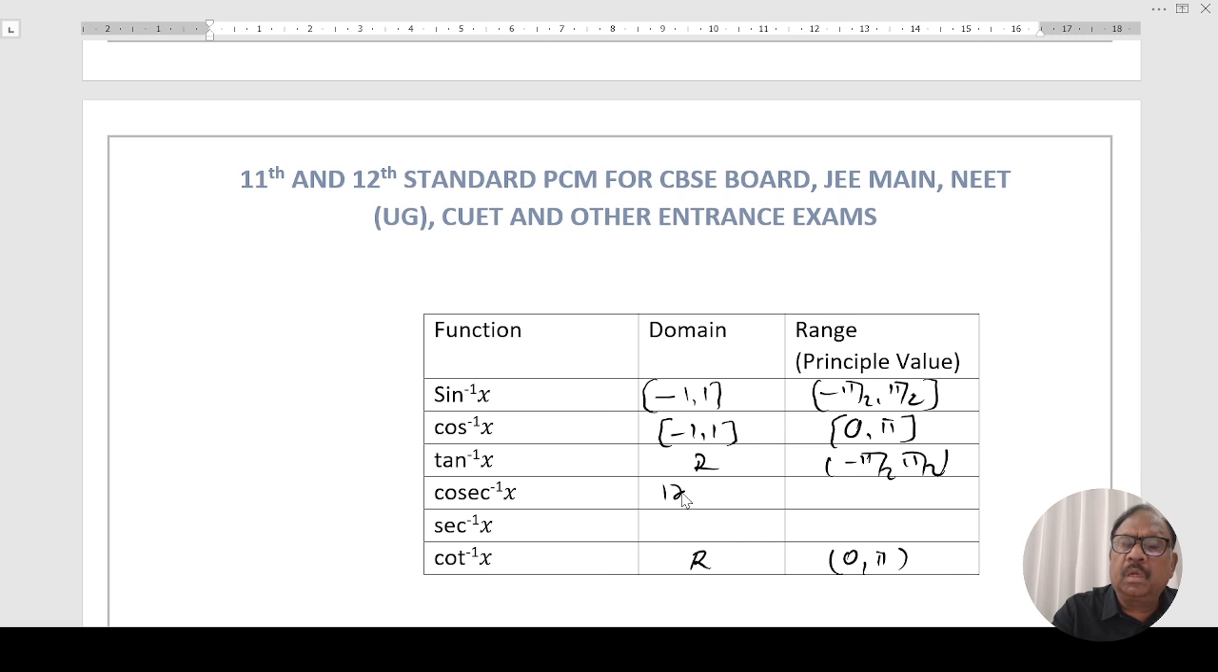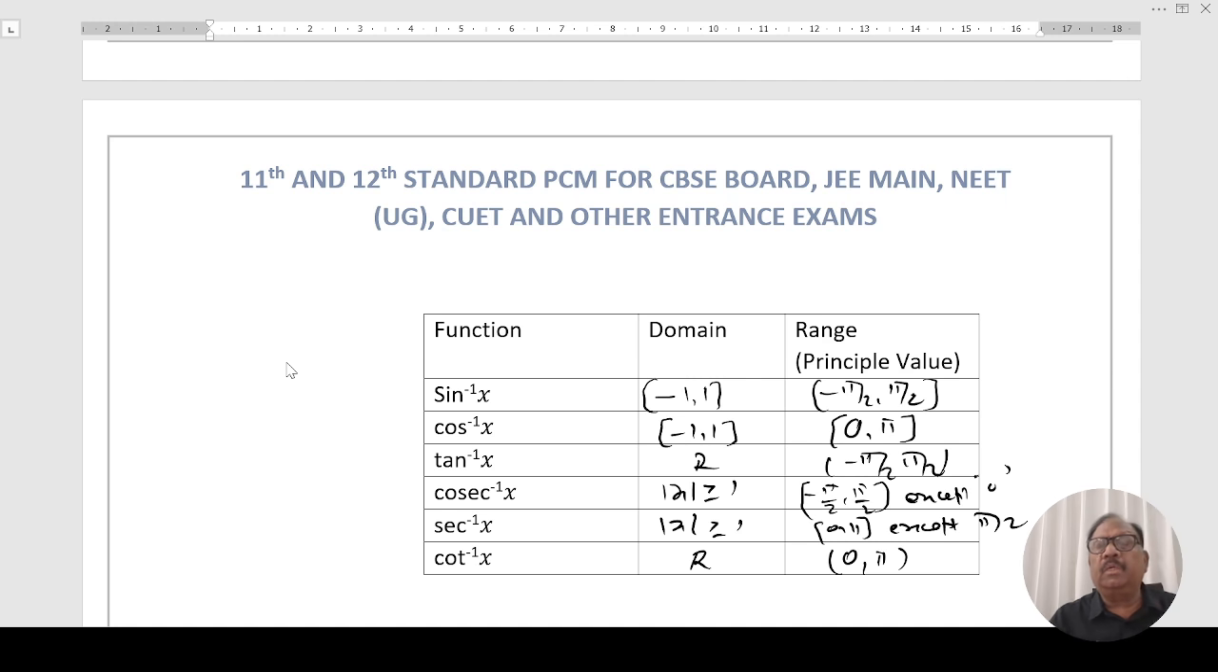In this case, the range is -pi by 2 to pi by 2 except 0. For the second, the range is 0 to pi except pi by 2. These are the outcomes, right?